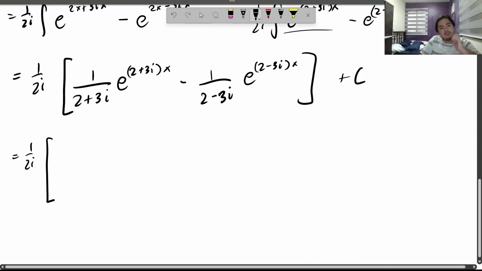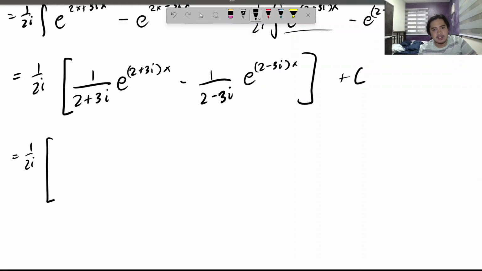So 1 over 2 plus 3i. I don't like i to be on the bottom. I like it on the top. So in order to erase this i on the bottom, we have to multiply by the conjugate. We have to multiply both the numerator and the denominator by its conjugate, which is 2 minus 3i.